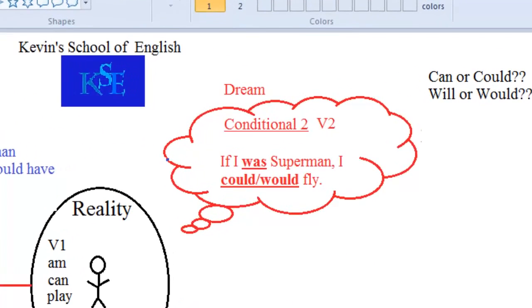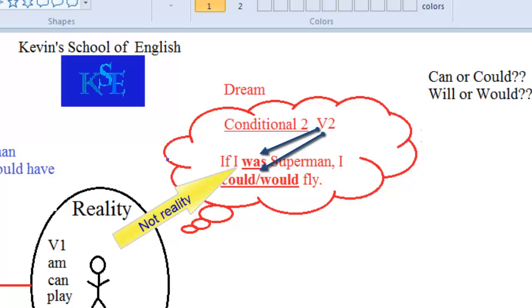Now here's a second reason for using verb 2 in English. Here we have the sentence, if I was Superman, I could or would fly. This is a conditional 2 sentence. This is talking about a dream. This is outside my reality bubble because a dream is opposite of reality. Well, I am not Superman, and I cannot and will not fly.